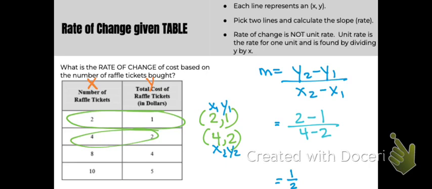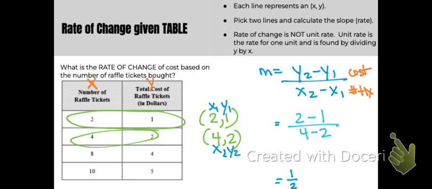Remember, let's look at what they are labeled. What does the Y represent? Cost. What does the X represent? The number of tickets. So this is the cost per ticket, is 1/2.